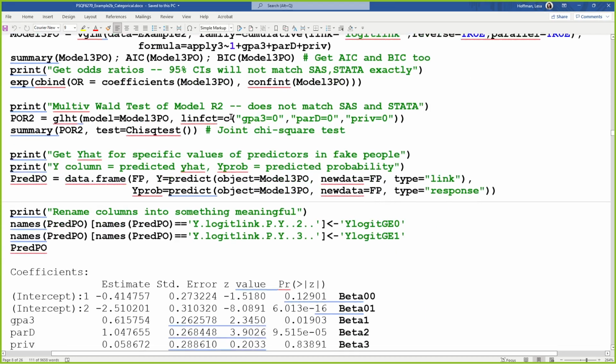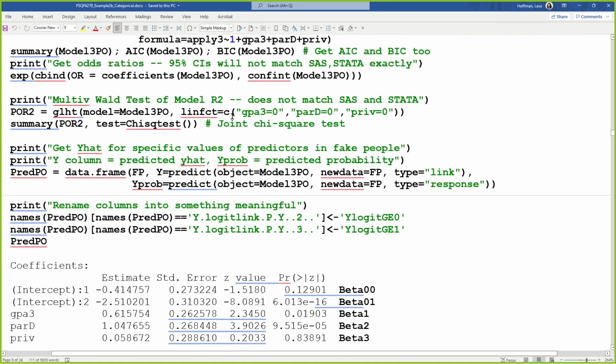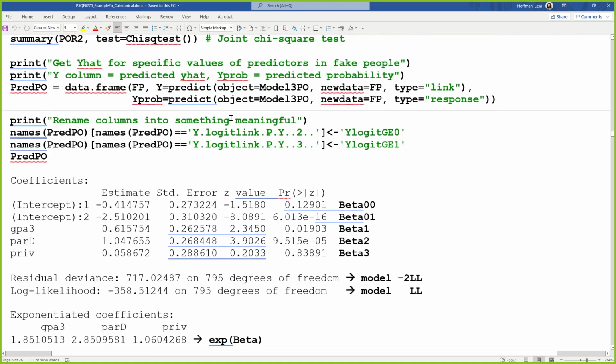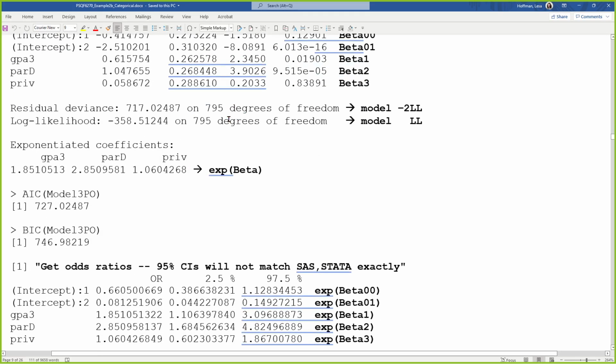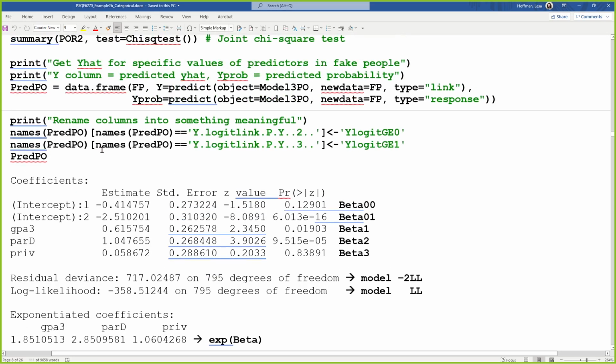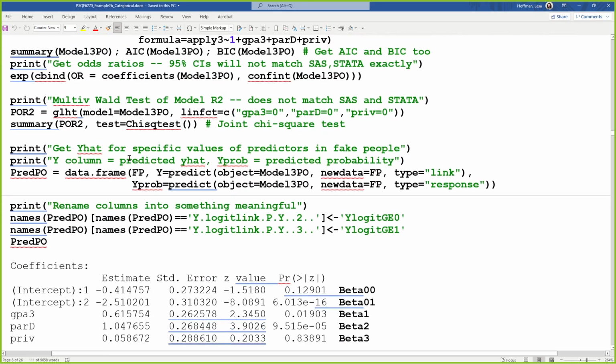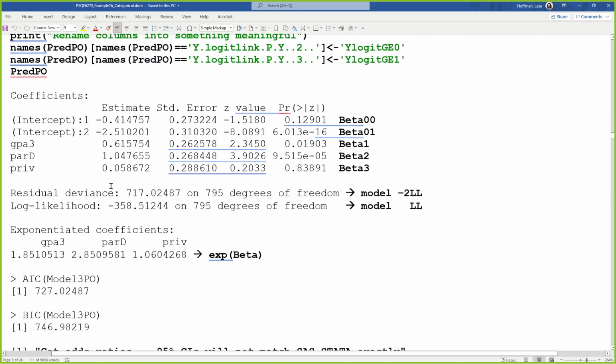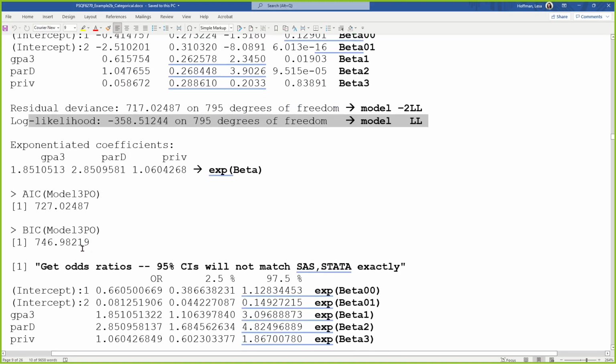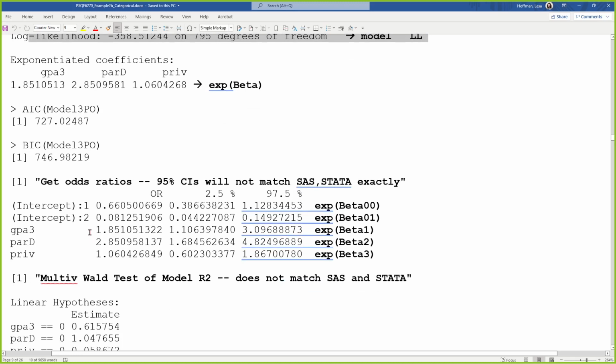And then we were, I think, leaving off with R maybe. We got to this part. So in this case, I'm using VGLM. That's within the VGAM package. And it does give you -2 log likelihood and likelihood directly as part of the output. I then added commands to get AIC and BIC and to get odds ratios.